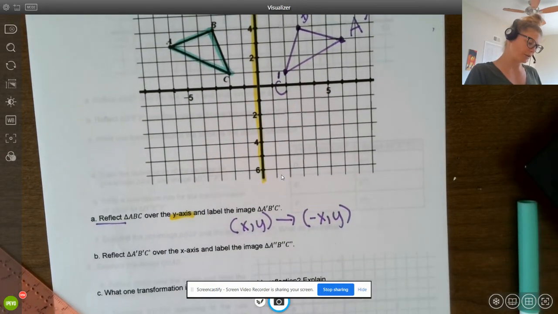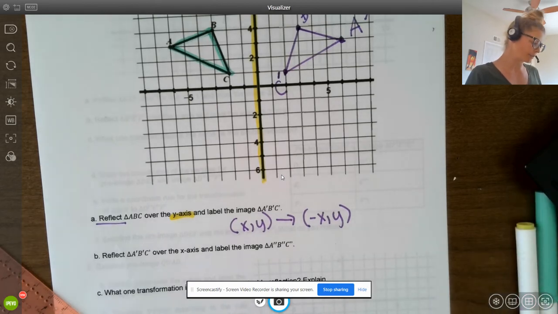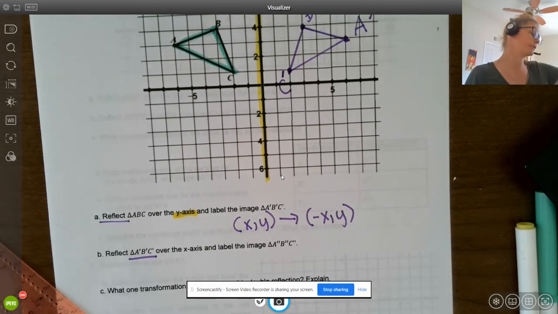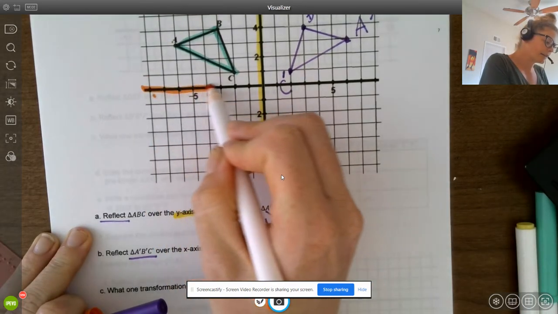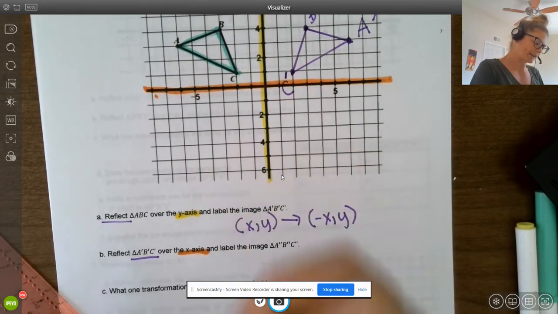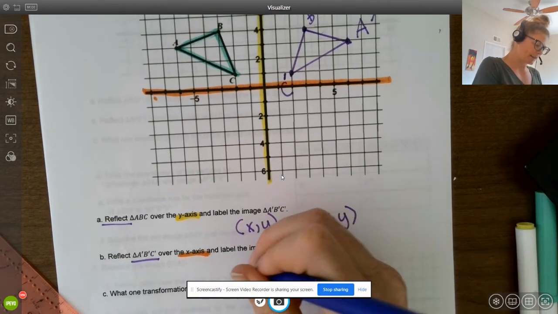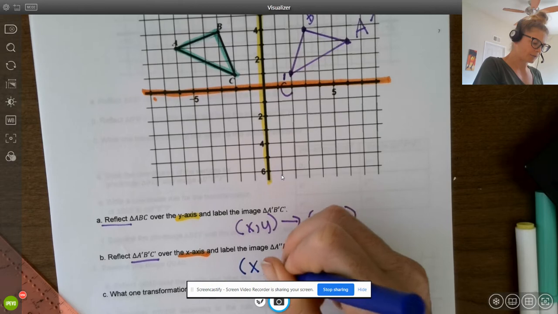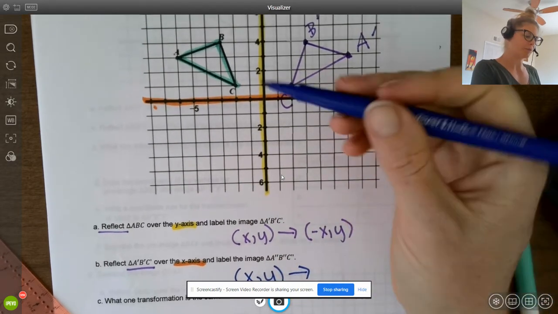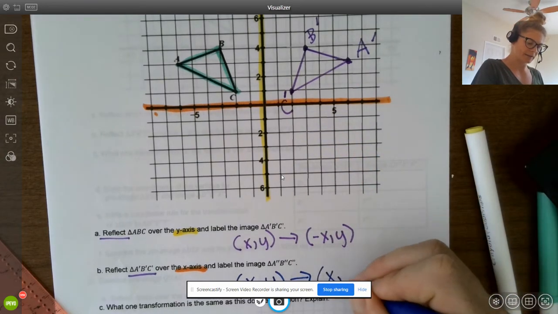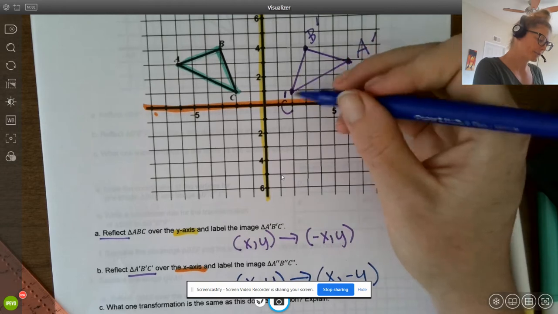So now it says our next item is we're going to reflect triangle A prime, B prime, C prime over the x-axis and label the image triangle A double prime, B double prime, C double prime. So I'm going to highlight my x-axis, I misspoke, the x-axis, because that really helps me visualize these. And remember this rule, because we're reflecting across the x-axis, x, y goes to x, comma, the opposite of what y was.